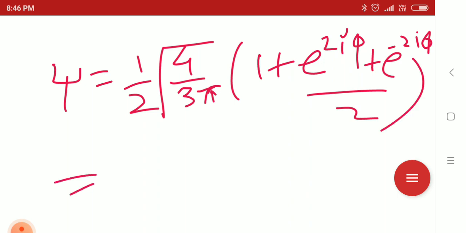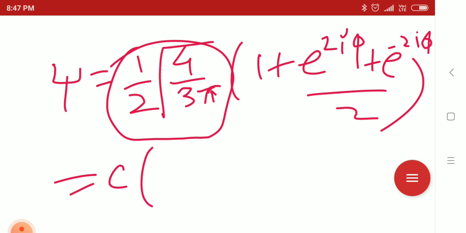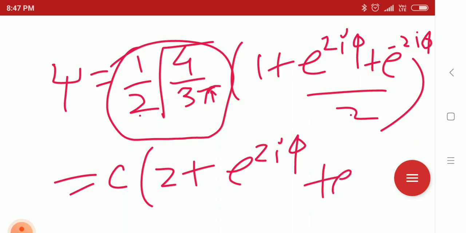Suppose we take an arbitrary constant c. If we take the LCM, the two will go to the other side, so we can write it as 2 plus e to the power 2 iota phi plus e to the power minus 2 iota phi. We are taking the numerical quantities as a constant.